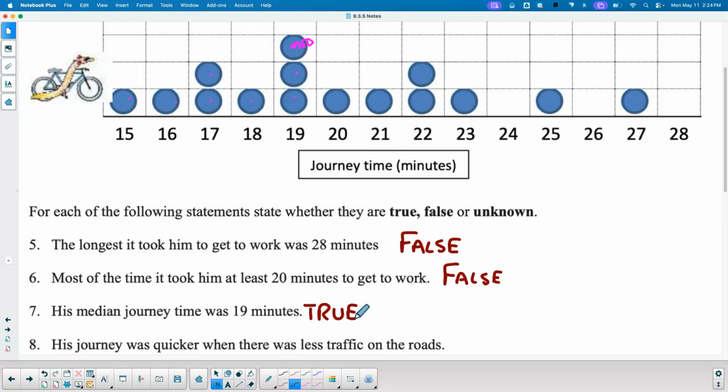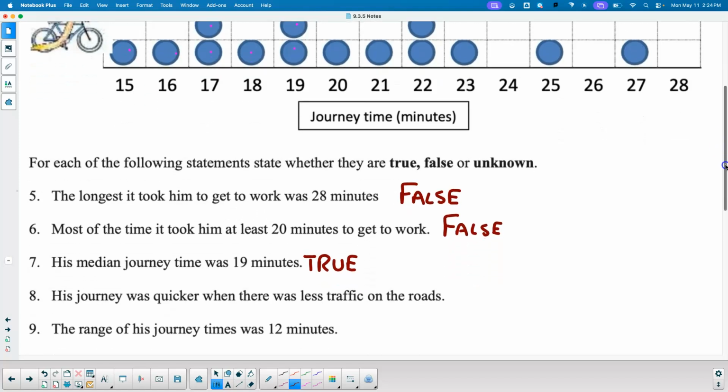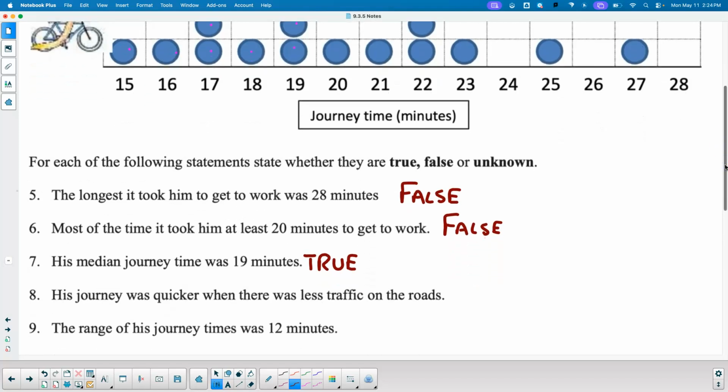Number 8, his journey was quicker when there was less traffic on the roads. Why unknown? We have no traffic data, right? Okay. Nope. We just know the times that it took him to get there.